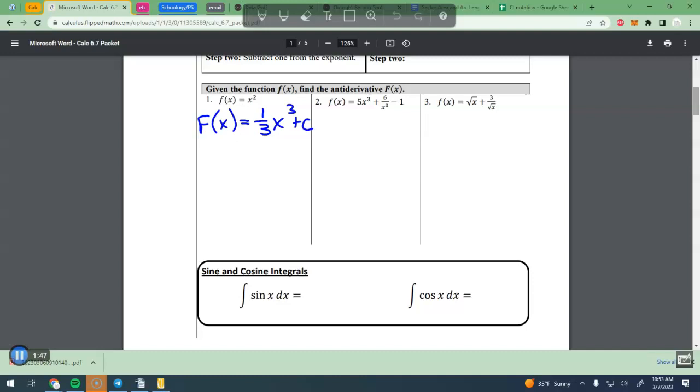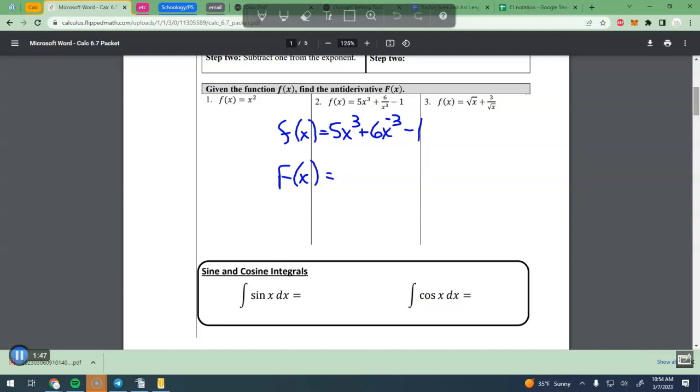Let's go through and do 2 and 3 together. I'm going to rewrite this first because I don't want this fraction here. So actually it's still lowercase f. So lowercase f equals 5x to the third plus 6x to the negative third minus 1. Notice what they're doing with the lowercase and the capital here. They're telling you you have little f, find the antiderivative capital F. So when I integrate little f, I'm getting capital F. Or when I take the derivative, I'm getting capital F.